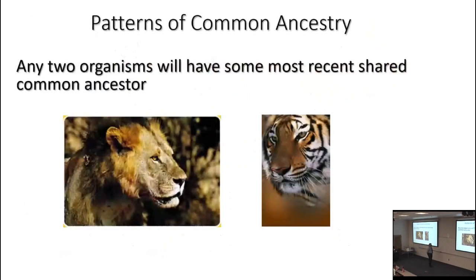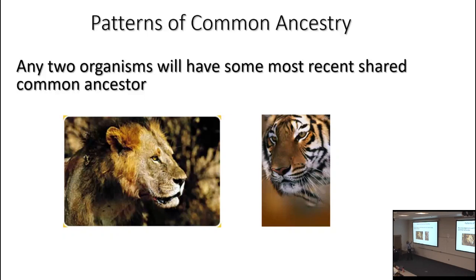We'll see how that works in more detail. So patterns of common ancestry. Any two organisms will have some most recent shared common ancestor. Now, of course, they will have even earlier shared common ancestors. All living things have a shared common ancestor with the very first living thing to evolve. But that's not helpful. But any two organisms will have some most recent, that's closest to us in time, shared common ancestor. But that statement in and of itself isn't super useful.